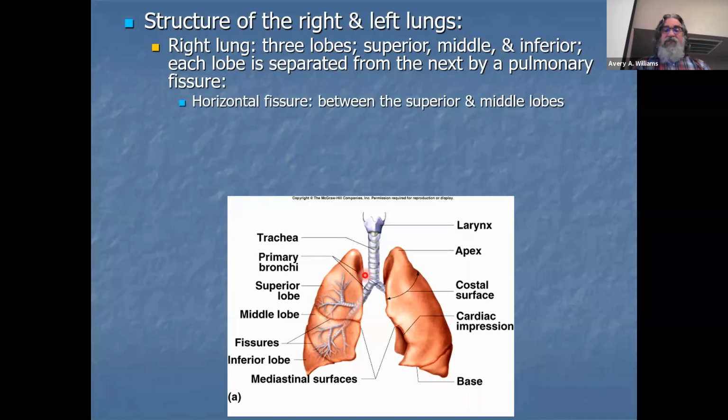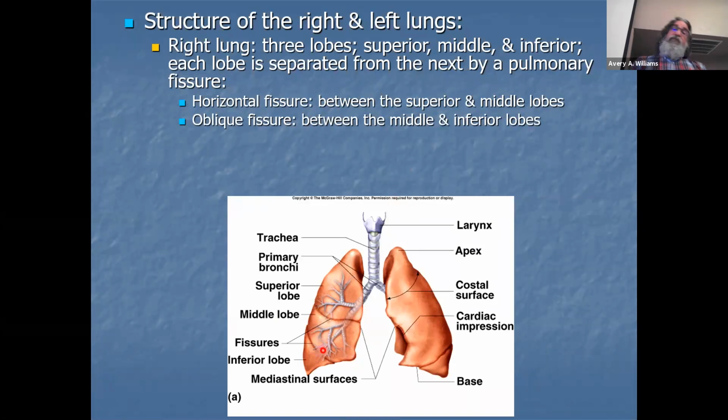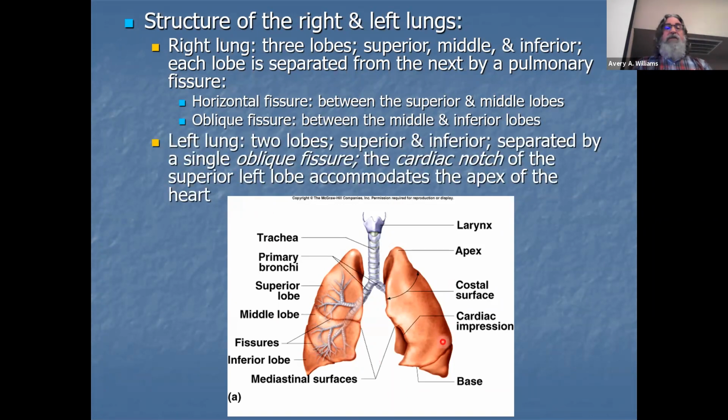There's a horizontal fissure right here. You have one horizontal fissure that separates the right superior lobe from the middle lobe. And then there's a right oblique fissure, oblique, see how it's kind of going at an angle, which separates the middle lobe from the inferior lobe. That's in the right lung. The left lung is different. In the human left lung, there are only 2 lobes, a superior lobe and an inferior lobe. Both lobes are separated by a left oblique fissure. So there are 2 oblique fissures, a right one and a left one, and 1 horizontal fissure that's in the right lung, okay?